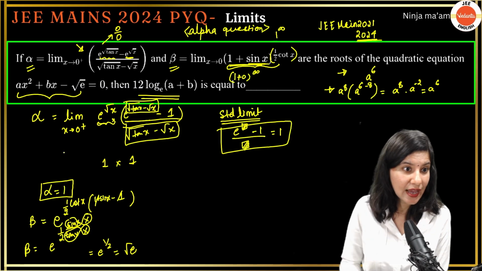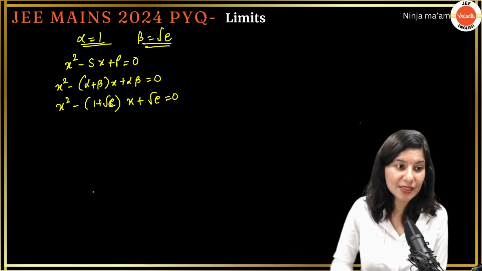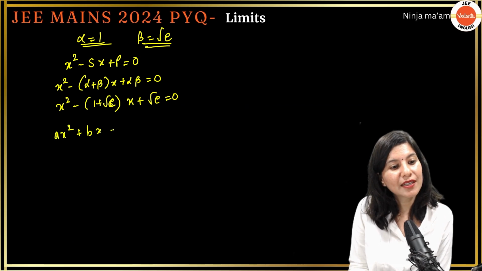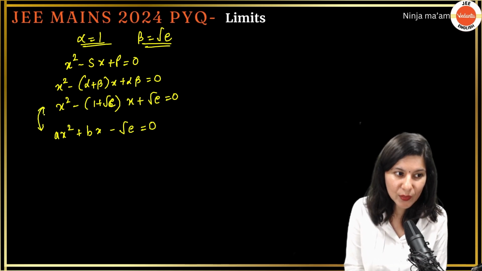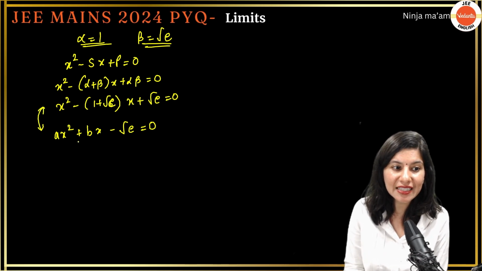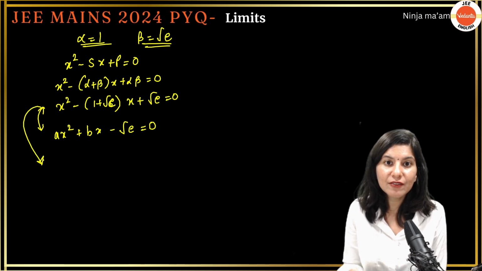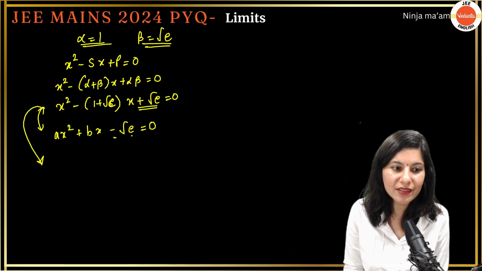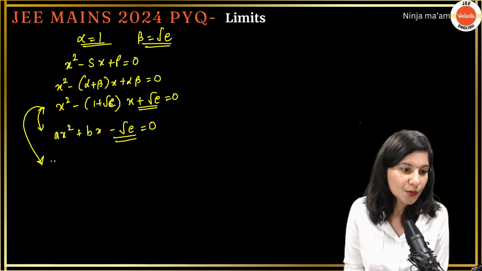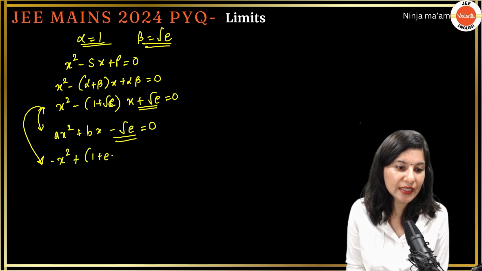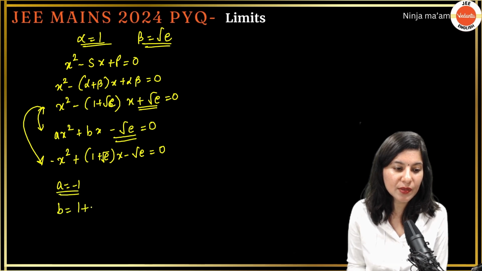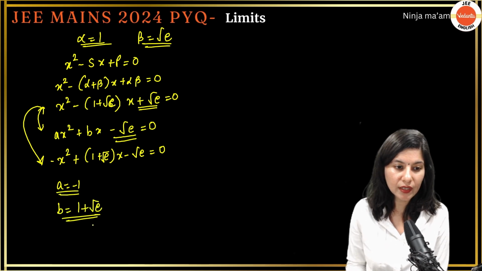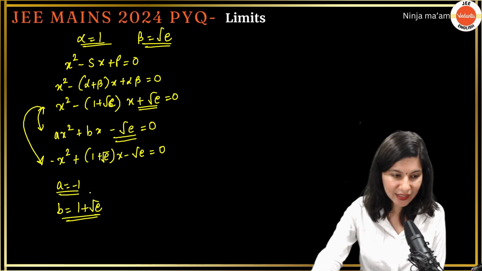This is my quadratic. And this is their quadratic, which is ax square plus bx minus root e. Right now, there are two options. Either you compare these two equations, or you just multiply by a minus sign. Multiplying by minus sign gives the comparison equation, because this is root e and there is minus root e, a mismatch. So minus x square plus (1 plus root e) x minus root e equals 0. Clearly a is minus 1 and b is 1 plus root e, and minus root e. So a and b are clearly visible to us.